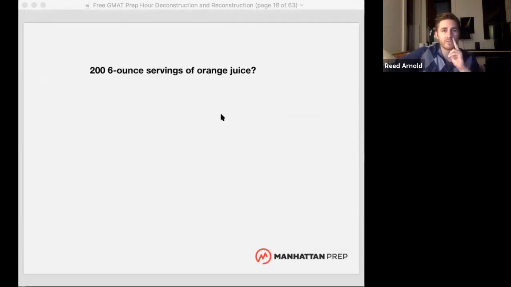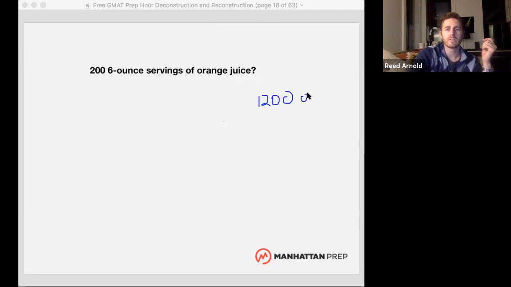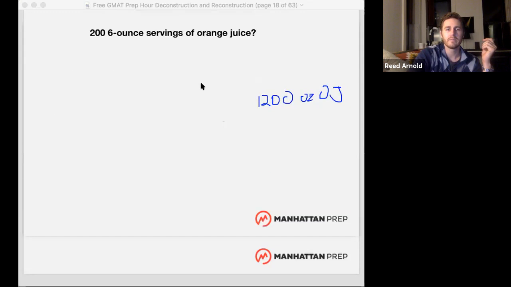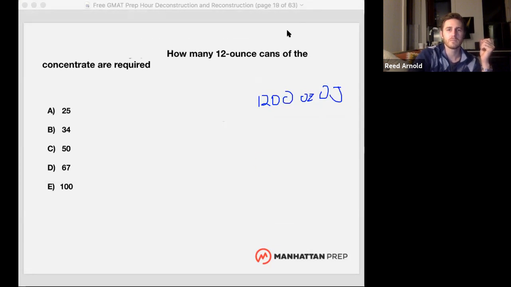So, new situation. Again, I'm blotting out certain parts of the problem. 206-ounce servings of orange juice. Good. I have 1,200 ounces. That's what that means. 1,200 ounces of OJ, orange juice. Let's put that aside.